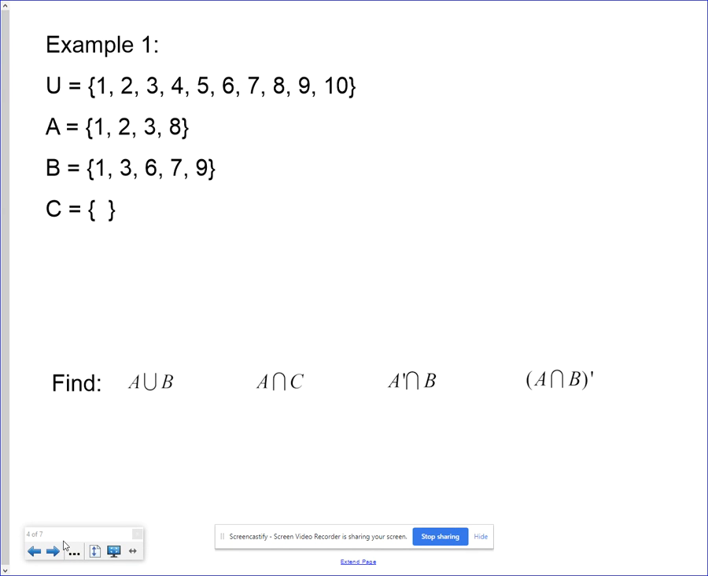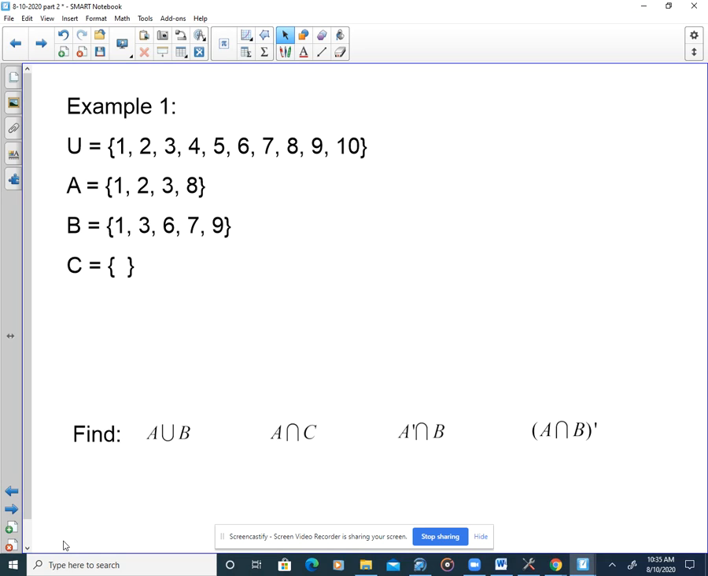All right, let's look at this example here. Here's our universe. The universe that we are considering for this example are the numbers 1, 2, 3, 4, 5, 6, 7, 8, 9, and 10. And then we have 2 sets in this universe. Actually, 3 sets, A, B, and C. C is the empty set, though, so it doesn't have any elements.